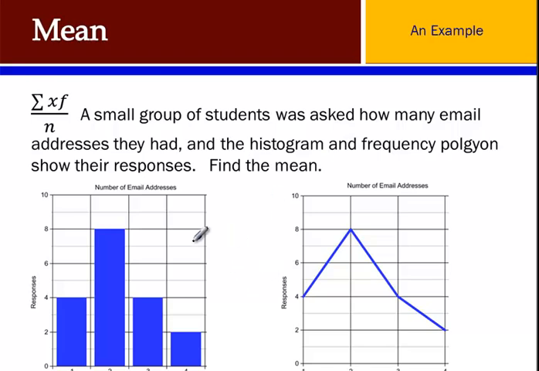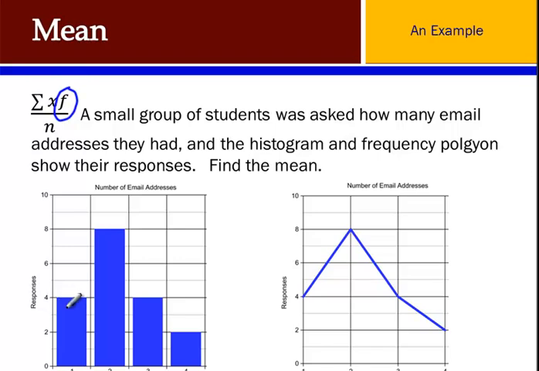Now sometimes we'll have a frequency histogram or a frequency polygon. And in the case of these, this F is going to come into the formula, because you're going to know how many times you have a particular response or a particular item in your data set. So in context, here's what we're describing. A small group of students was asked how many email addresses they had, and the histogram and frequency polygon show the responses, and these describe exactly the same thing. They're just written in two different formats, and you're asked to find the mean.